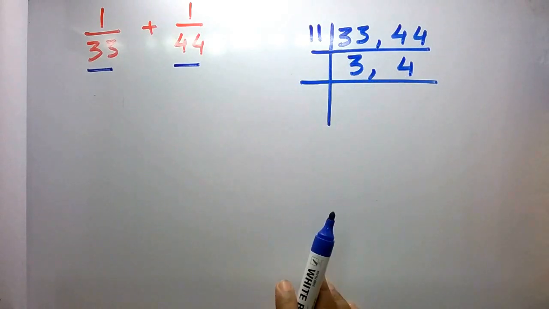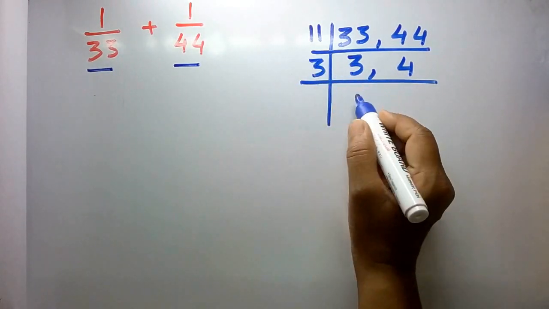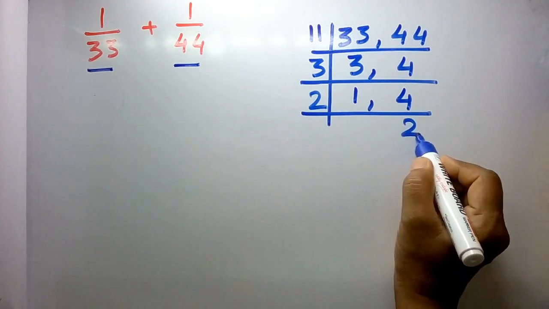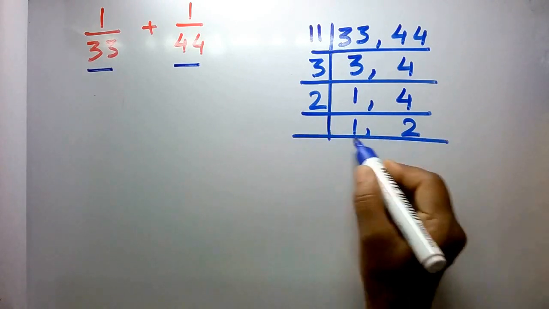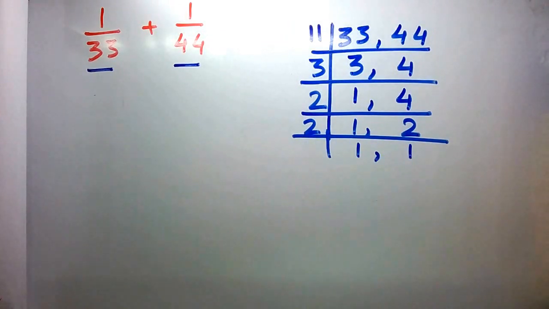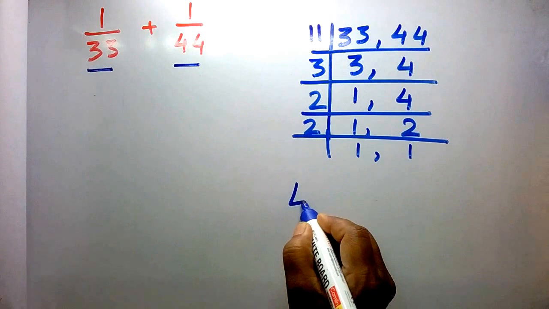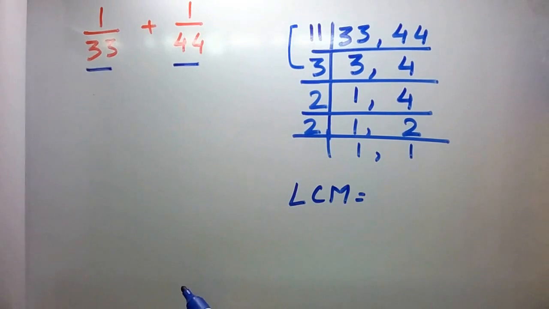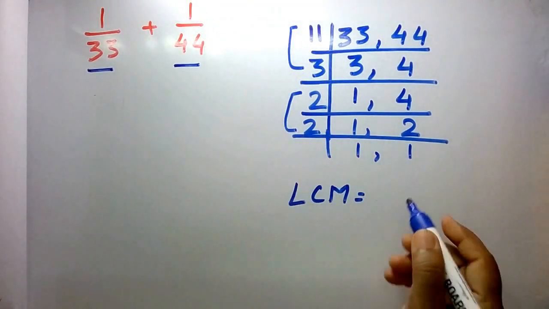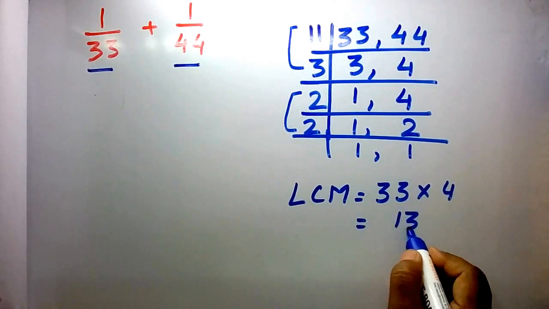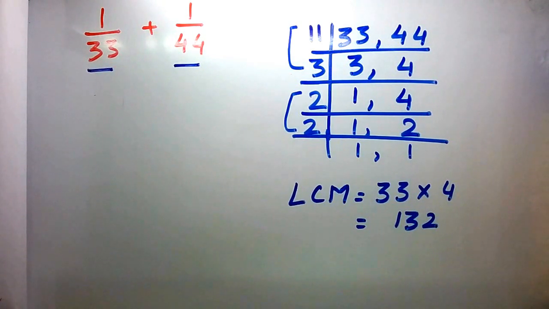Now 3 and 4 both come in different tables. You can write any one, that is 3 1s are 3, then write down 4. 4 comes in the 2 table, 2 2s are 4, write 1 as it is. Again 2, it comes in the 1 table, that is 2 1s are 2, can put here. Now find out the LCM of this. LCM will be 11 3s are 33, 2 2s are 4. That is, you have to multiply 33 into 4, you will get 132. Okay, so LCM is 132.